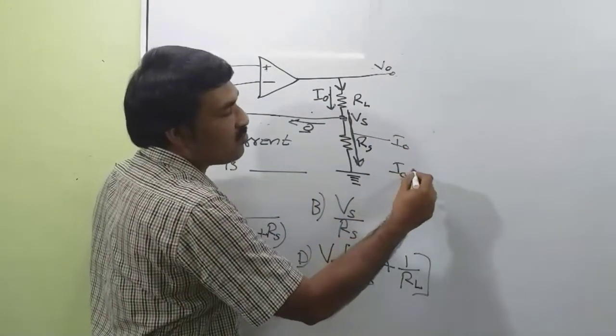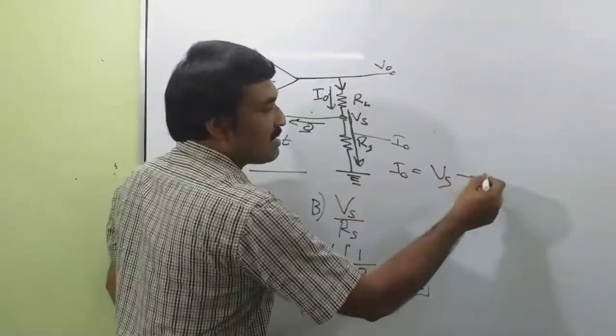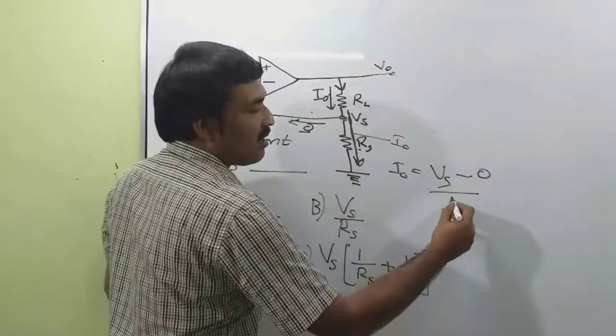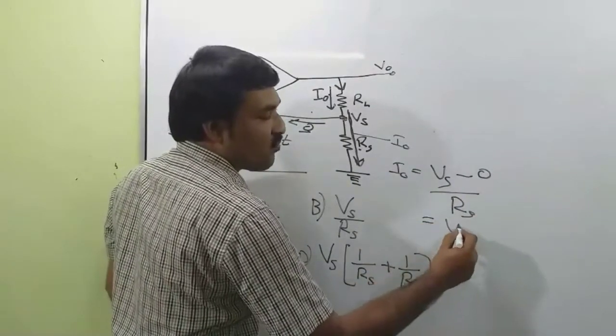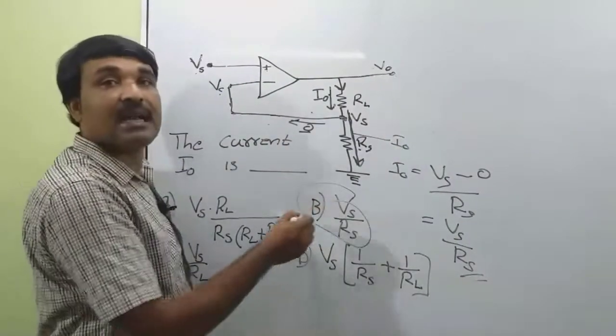So the current here is I naught. So I naught is equal to Vs minus 0, this is a ground potential, divided by Rs. So I naught is equal to Vs divided by Rs. So B is our correct option.